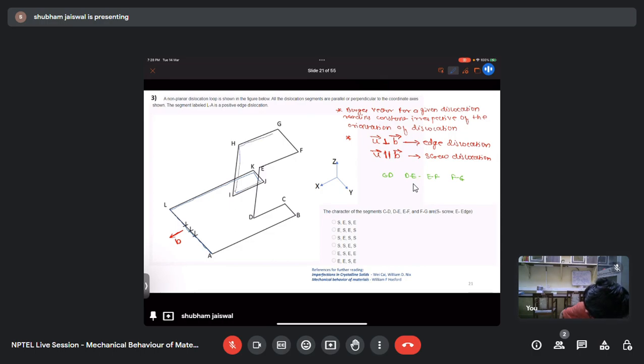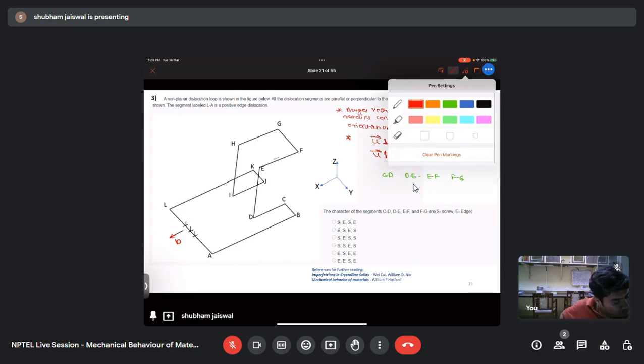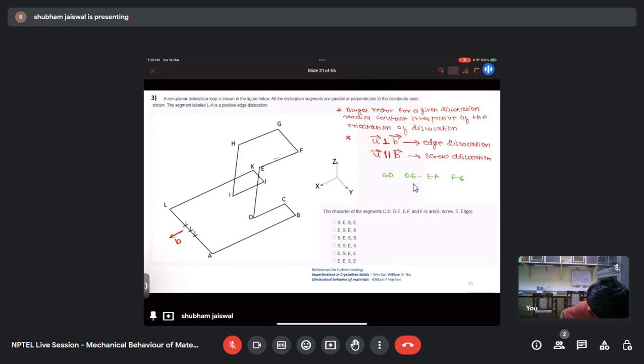So this blue one is our line vector. Okay. So now try to solve this. Here, first we will draw the Burgers vector at each segment. So this is the Burgers vector.